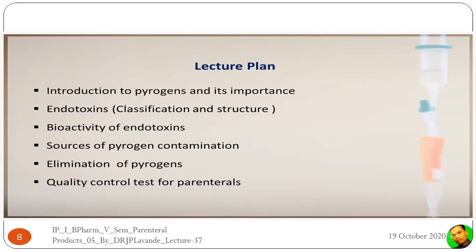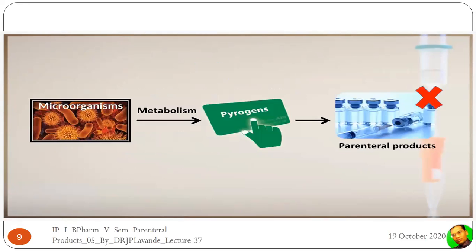So in order to understand all these, our lecture plan will move through the introduction to the pyrogens and their importance, the endotoxins, their classification, their structure, the bioactivity of the endotoxins, the different sources of pyrogen contamination, how we will go for eliminating the pyrogens, and last but not the least, how we will go for the process of quality control for the parenteral products.